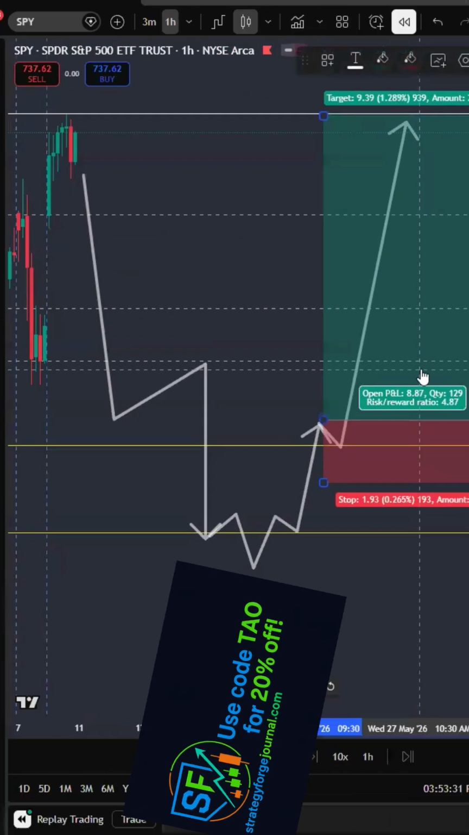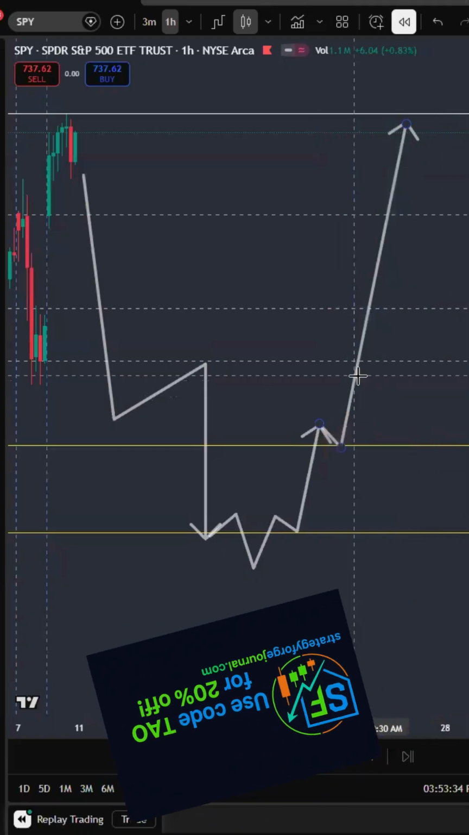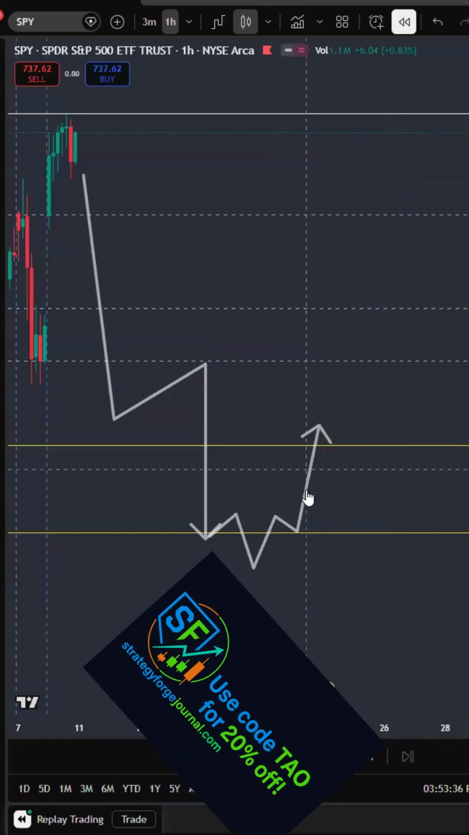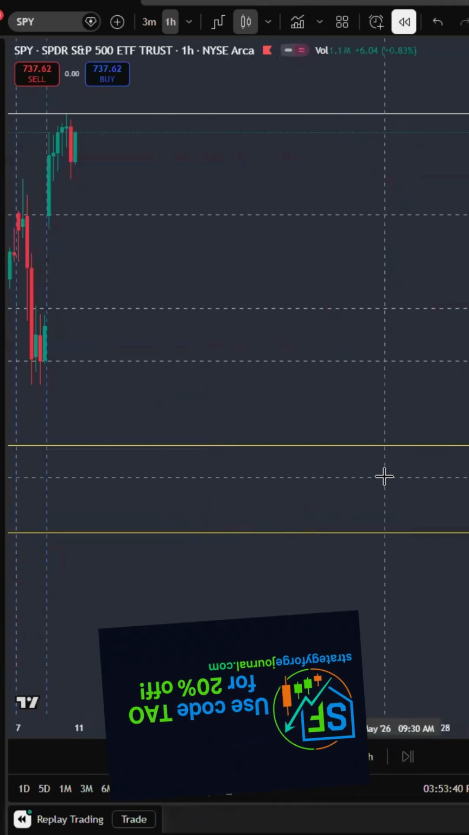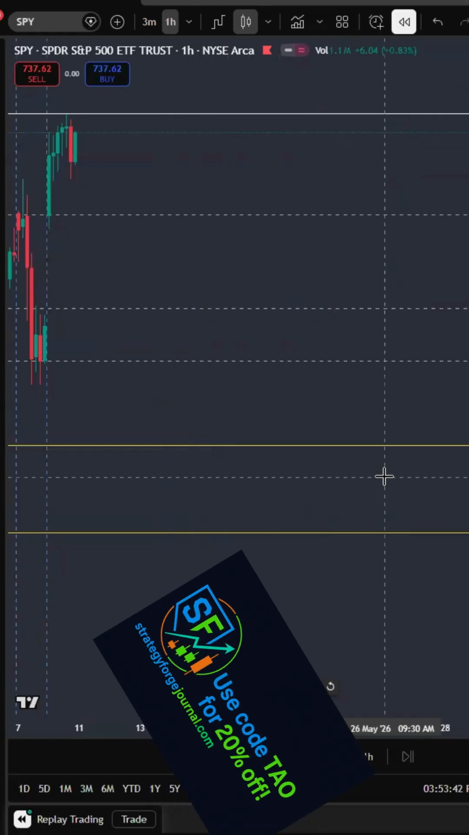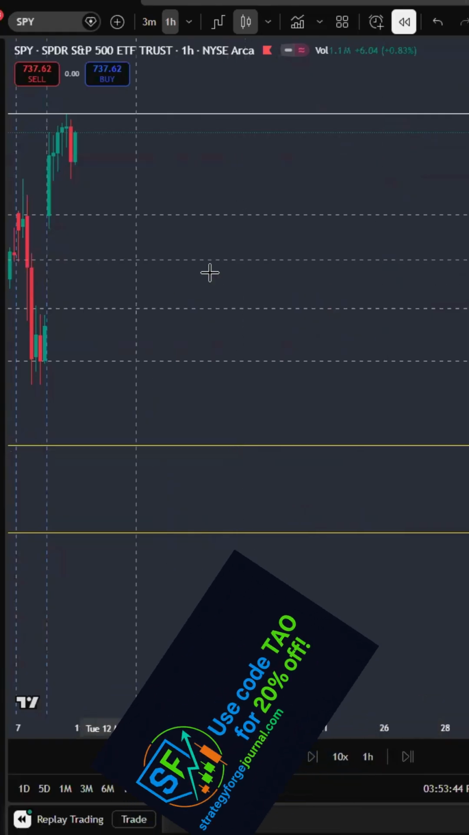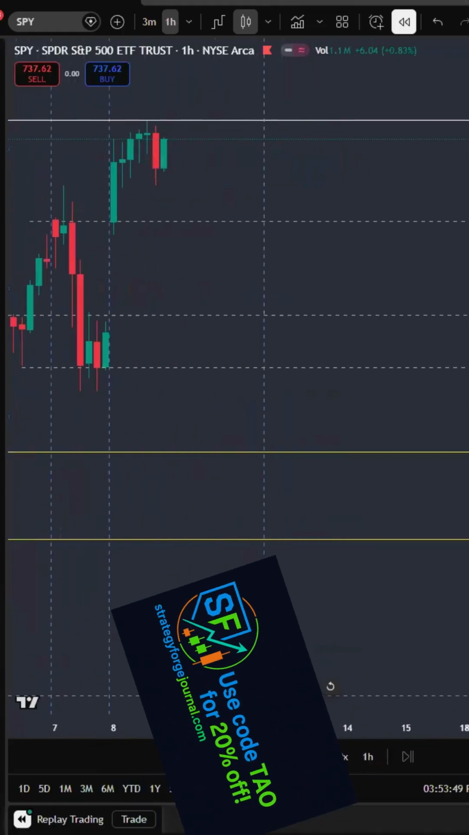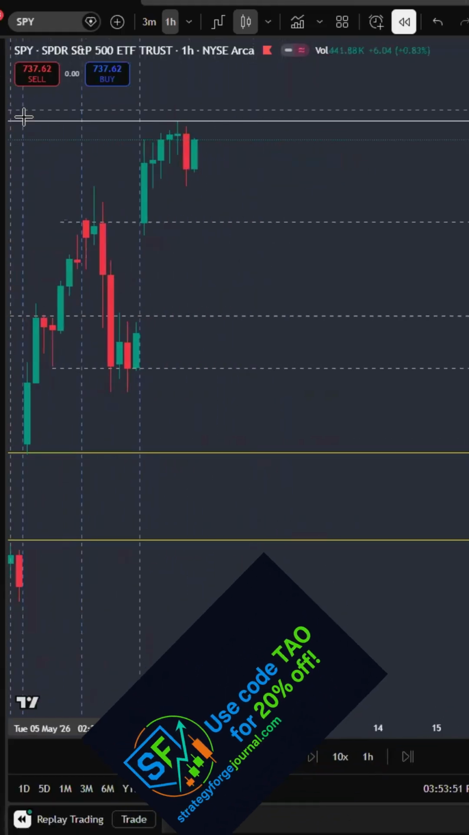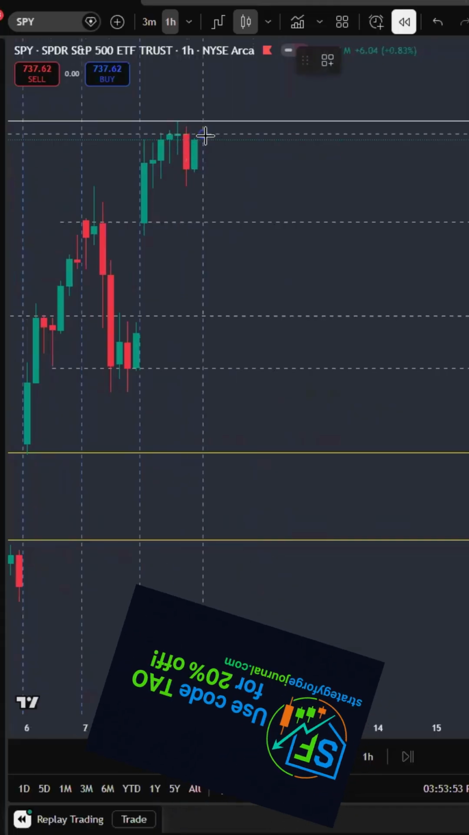So those would be the main setups that we would be looking for going forward on these charts. We're always looking for a higher low above or a lower high below in order to get involved. Now, if we look at this price action, let's say price did this.